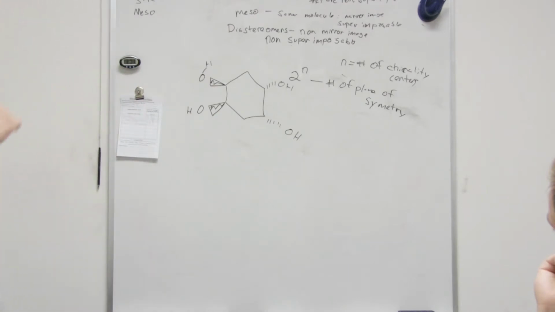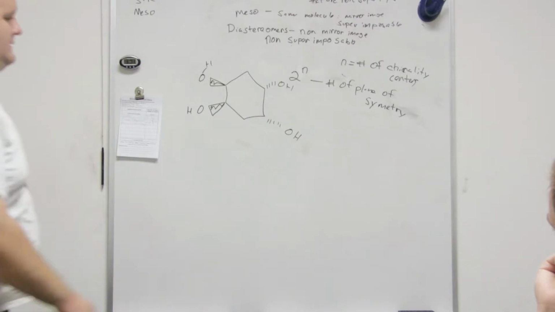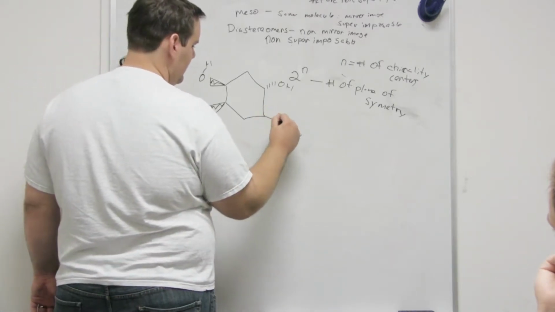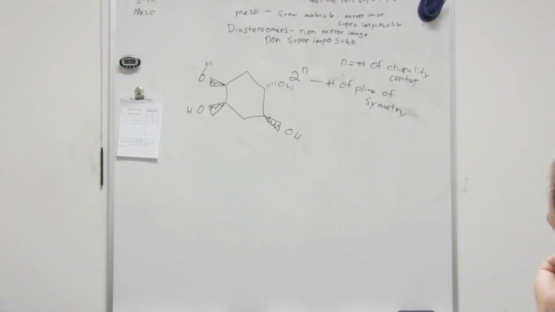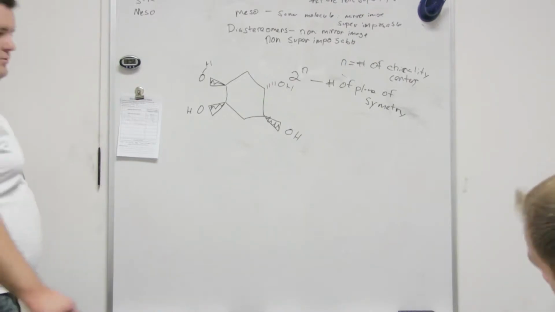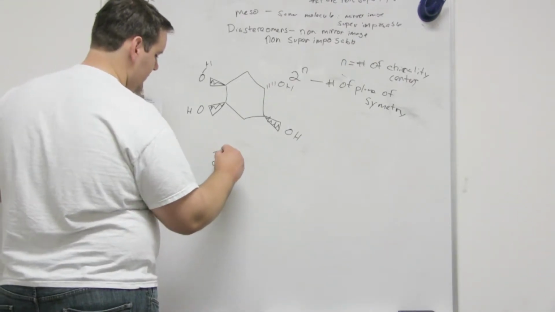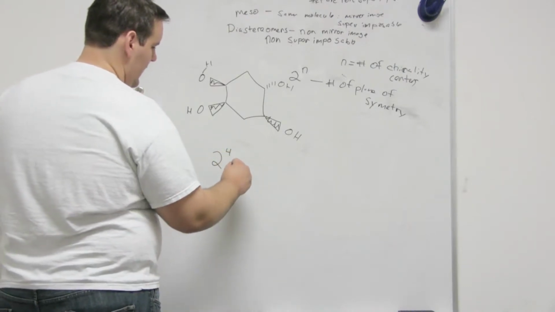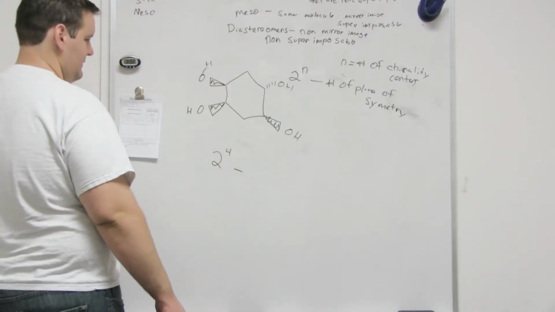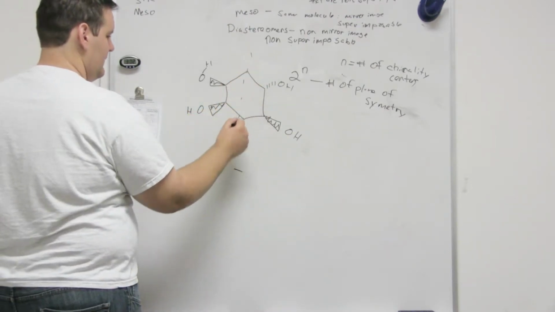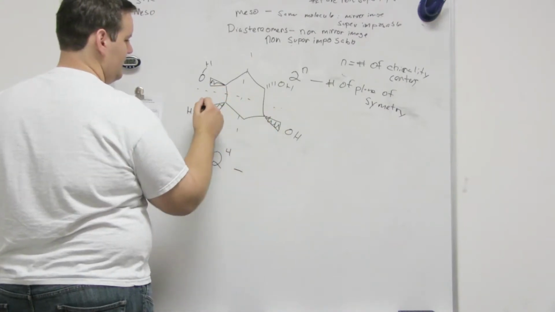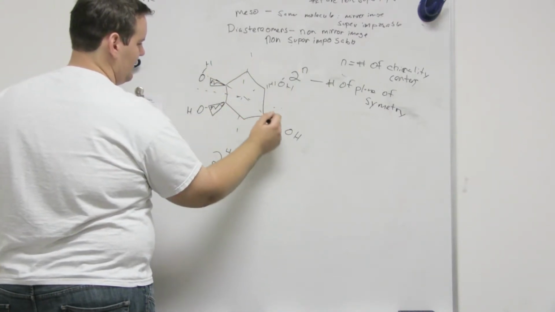So let's look at this one here. If I ask you how many isomers there are of this molecule, we first ask ourselves how many chiral carbons there are. I would suspect 4. Yep, there are 4, so we're going to go 2 to the 4th. How many planes of symmetry can there be? I can see each one. We have 1 here, we have 1 here, we have 1 here, and we have 1 here.